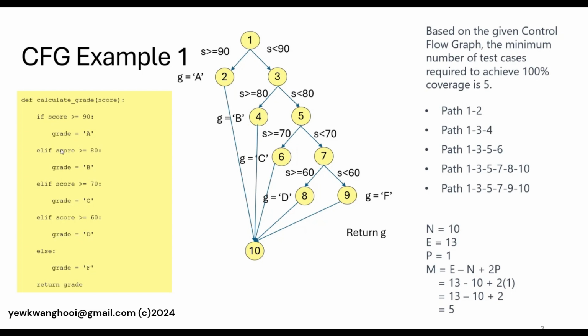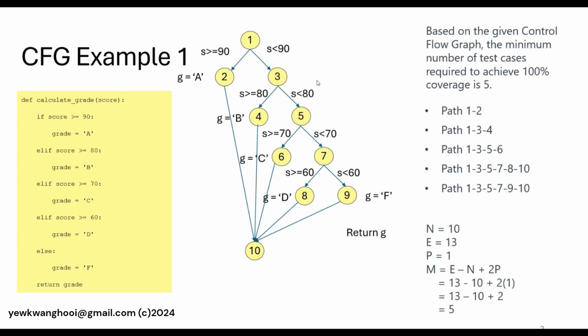Then the second one is else if score greater than 80. Now you see that here, grade being assigned to A is if it's greater than 90, right? If it's greater than 90, then you see node number 2. Node number 2, we assign A to the grade, because the input score is greater than 90. But if the input score is less than 90, we go to node 3.